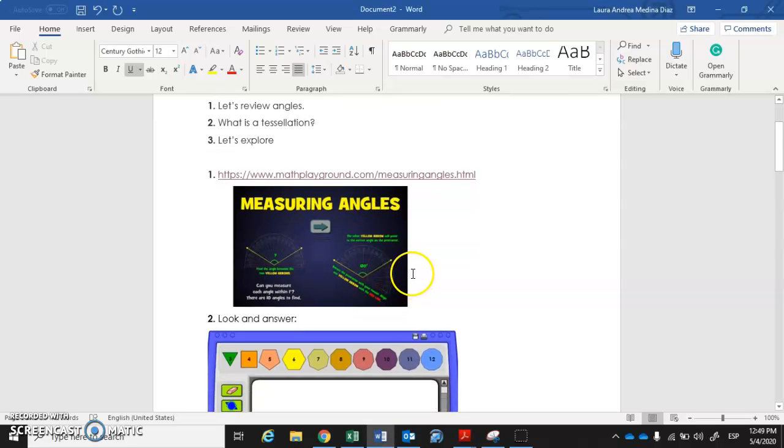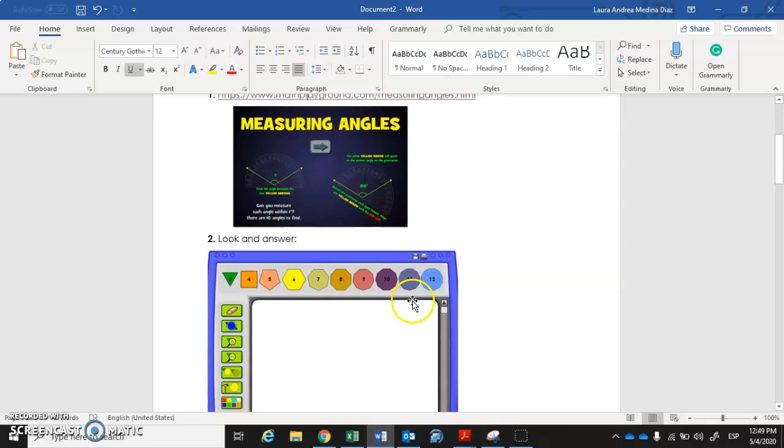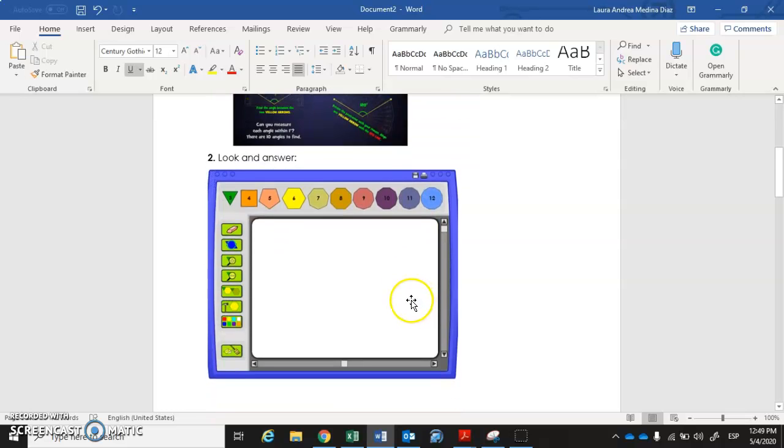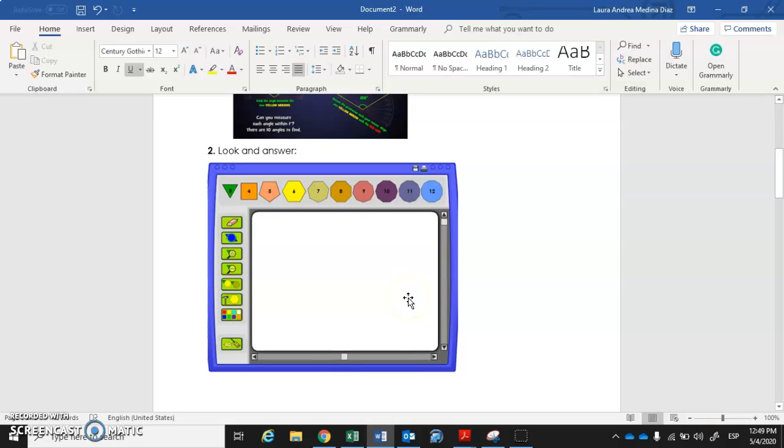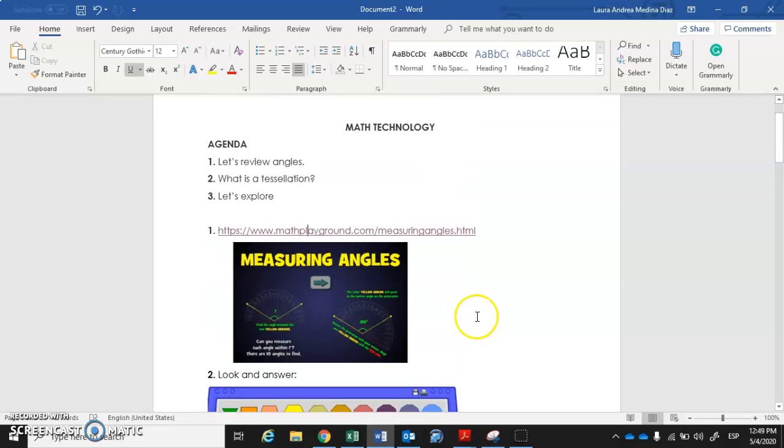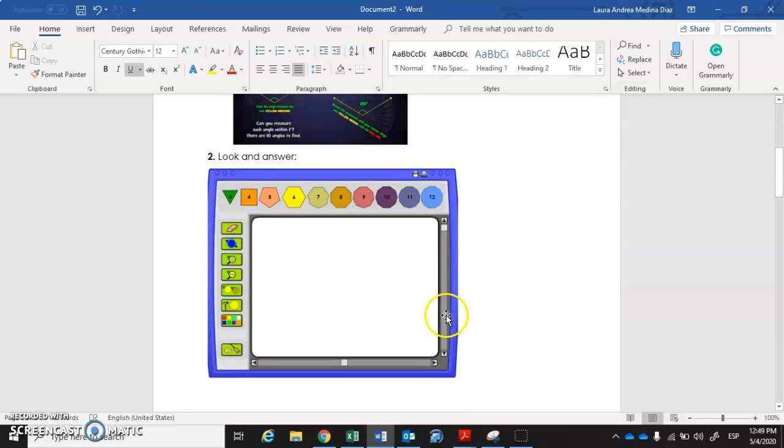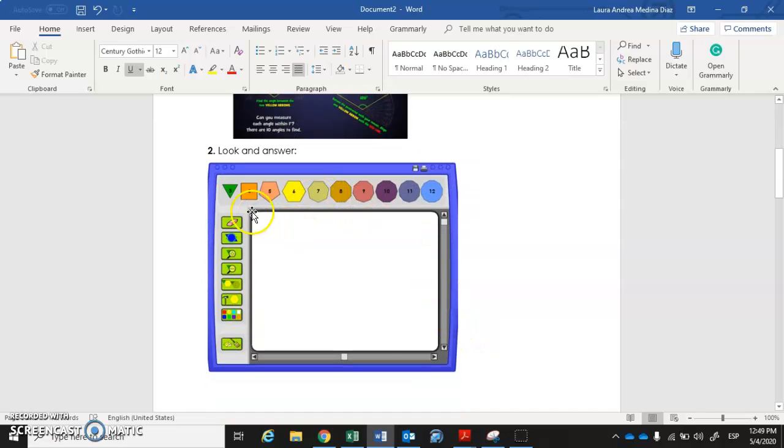And the second part, we're going to start exploring a new program. The program is a tessellation. I don't know if you know what a tessellation is. This is the program. I'm not going to open the program yet. The idea is that you just look and answer some questions according to what you see here.